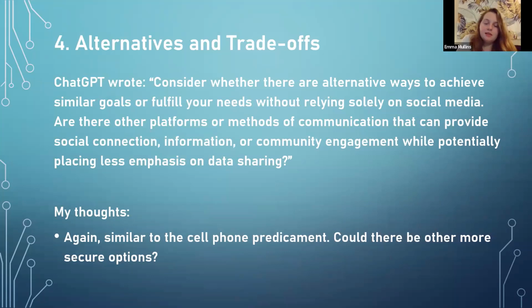Alternatives, again, talking about the necessity of social media. Could you use text or email or something else that is not as data hungry as social media platforms? Again, I thought this was really similar to the cell phone predicament that I covered in my video last week. Could there be other more secure options? I know that text is sometimes not as secure, but there are other options for communication, even face-to-face, that people are utilizing less and less.